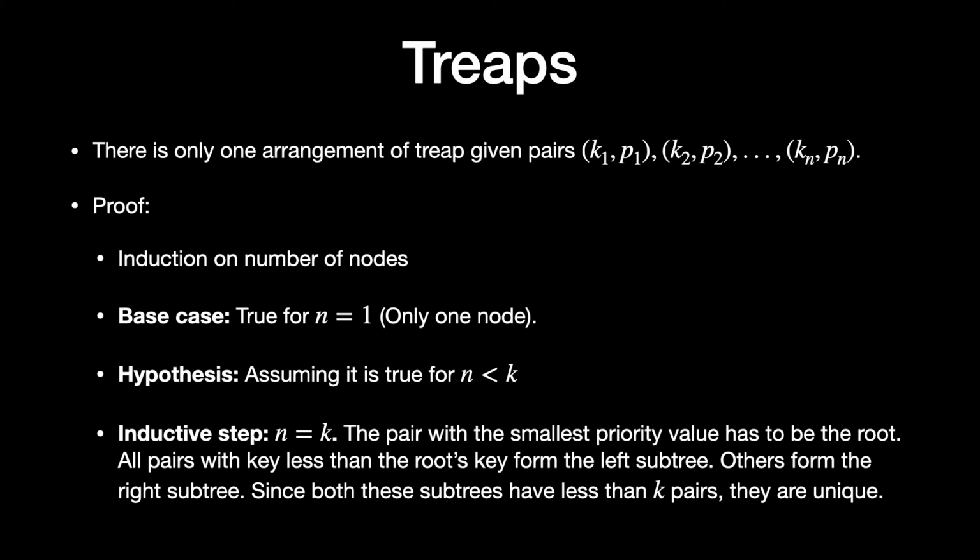Now, since the left subtree and the right subtree need to be trees by themselves, and since they have less than k nodes, they are unique by the inductive hypothesis. Since the root is unique, and the left subtree is unique, and the right subtree is unique, the whole arrangement needs to be unique. Thus, the statement is proved.